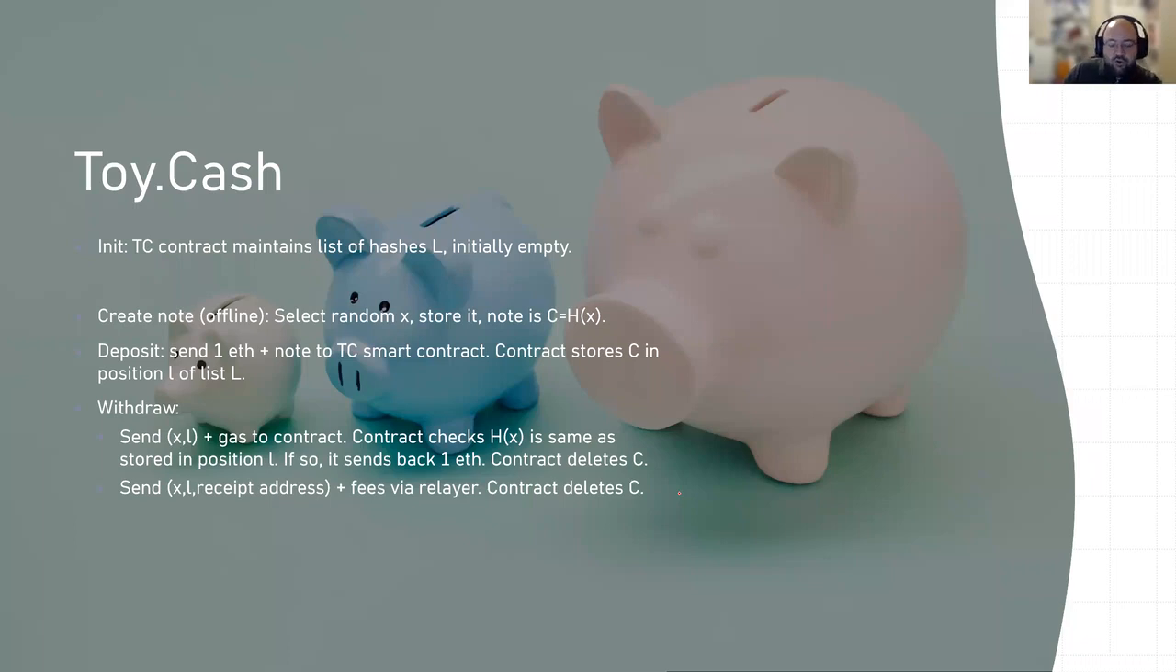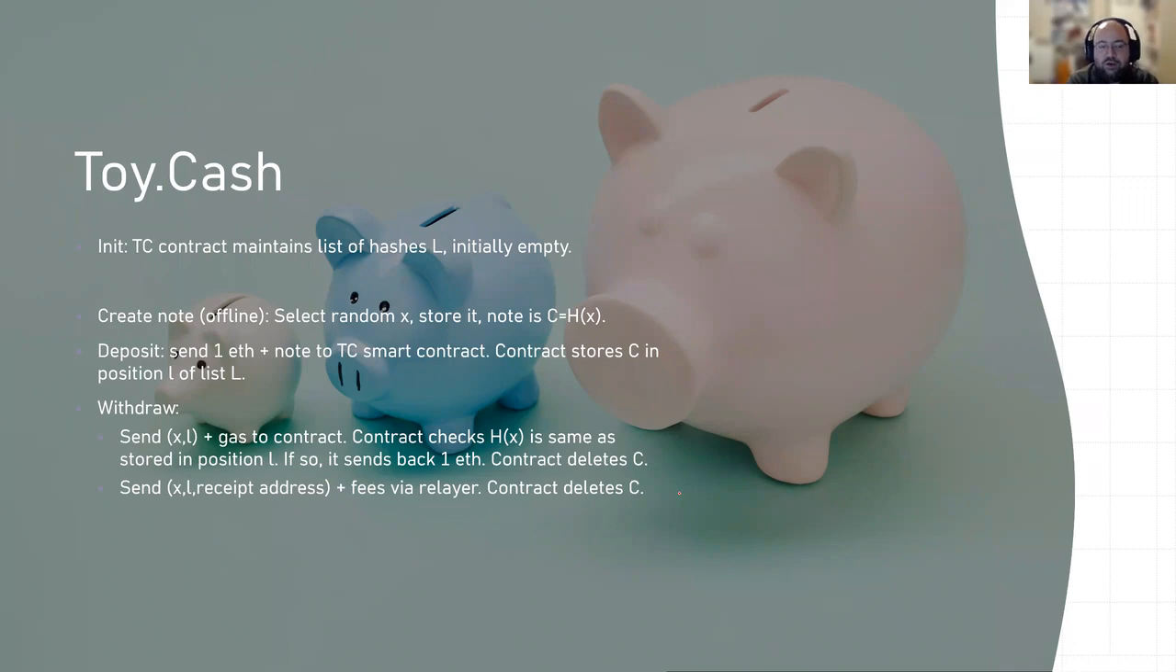Okay, so we're gonna try and make Tornado Cash without knowing anything about security and with only knowing how to use hash functions. This is gonna be fun. Okay, so we're gonna create our toy cache application that is going to rival Tornado Cash.